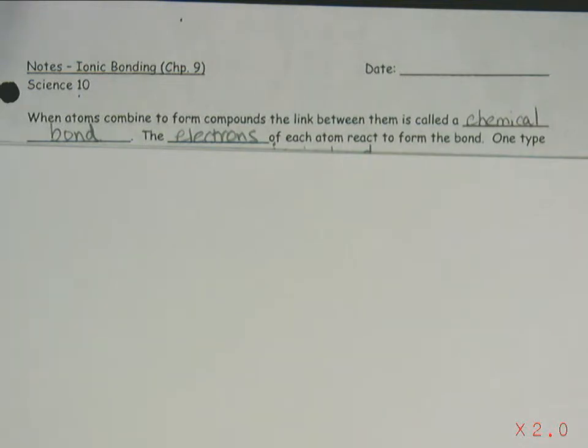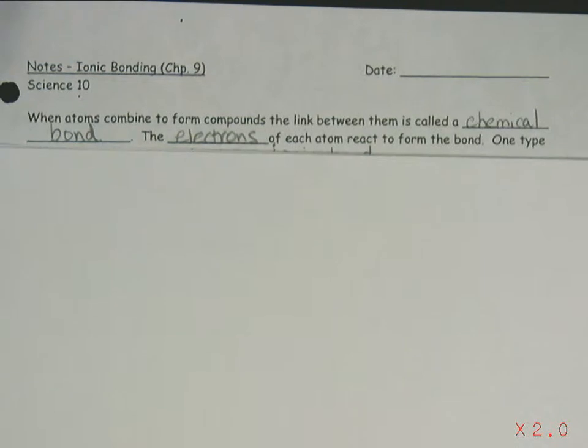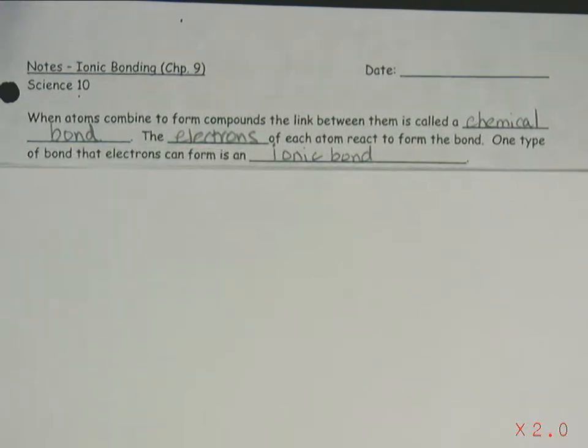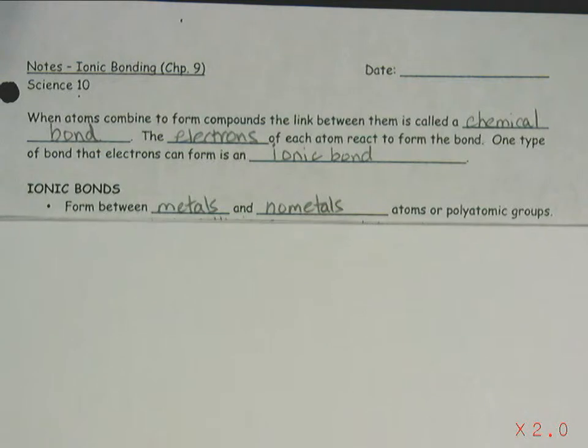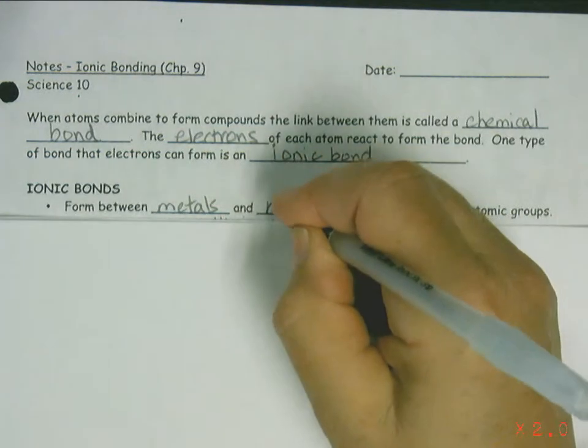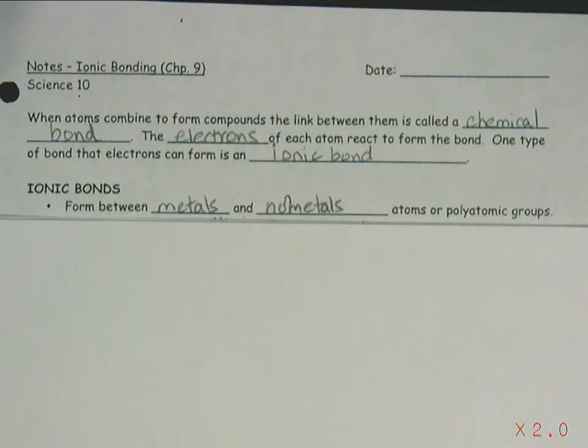When atoms combine to form compounds, the link between them is called a chemical bond, and it's the electrons of each atom that react to form the bond. One type of bond, the one we're going to look at today, is called an ionic bond. Ionic bonds always form between metals and nonmetals. They form between ions. Let's put that in there. And they can also form between polyatomic ions.